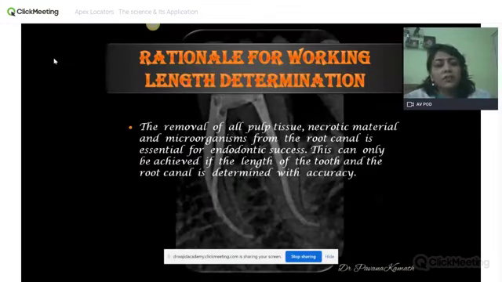What is the rationale for working length determination? The removal of pulp tissues, necrotic material, and microorganisms from the root canal is essential for endodontic success. This can only be achieved if the length of the tooth and the root canal is determined with accuracy.